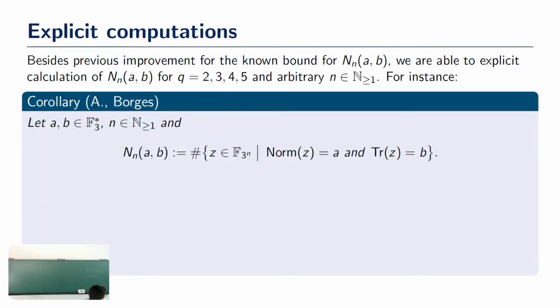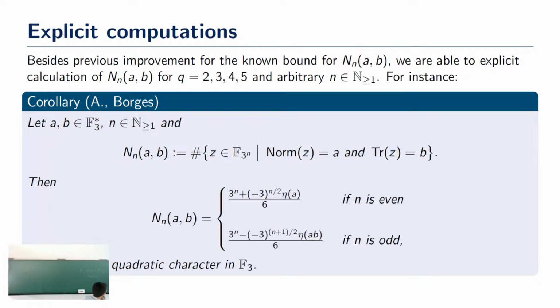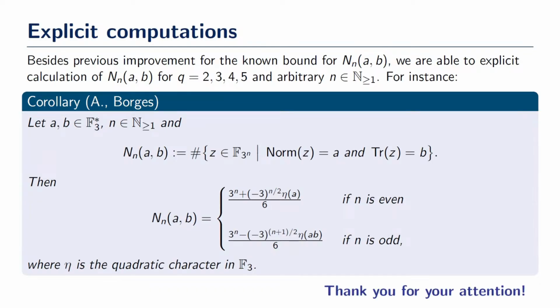So for example, if q is 3, we can actually provide the number of elements with given normal trace, which holds for every n. We do have these kinds of identities for q equals 2, 3, 4, and 5. Yeah, I think that's all. Thank you for your attention.